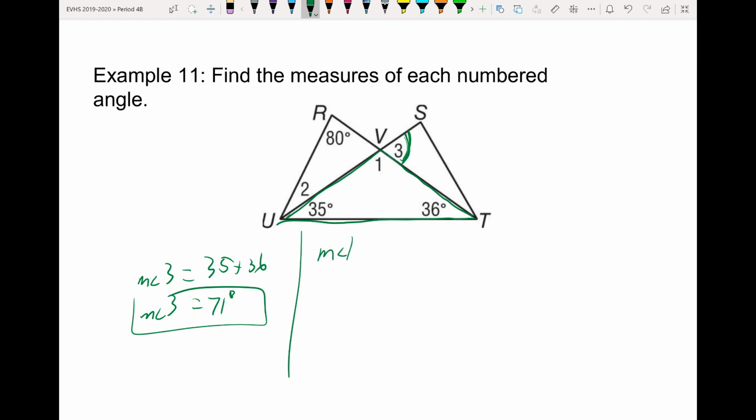So, measure of angle 1 plus, through our linear pair, so plus 71 equals 180 degrees. So the measure of angle 1 is 109 degrees. Okay, so here's what I did. I used the remote interior angles. I said that angle 3 is equal to 35 plus 36, because this is a remote interior. Then, I know these two are a linear pair, so they add to 180. So angle 3 plus angle 1 is 180.